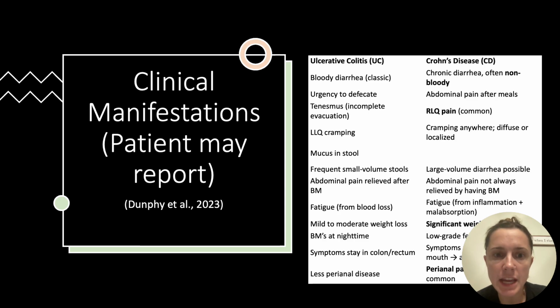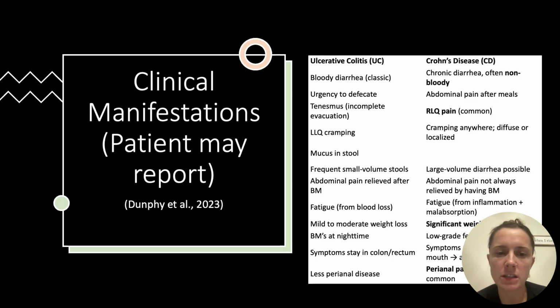Both are going to have fatigue, but ulcerative colitis is going to be more from that blood loss, and Crohn's disease is going to be from inflammation or malabsorption. Another key difference here is with ulcerative colitis, you may have a little weight loss, but with Crohn's disease, you will have a significant amount of weight loss usually.